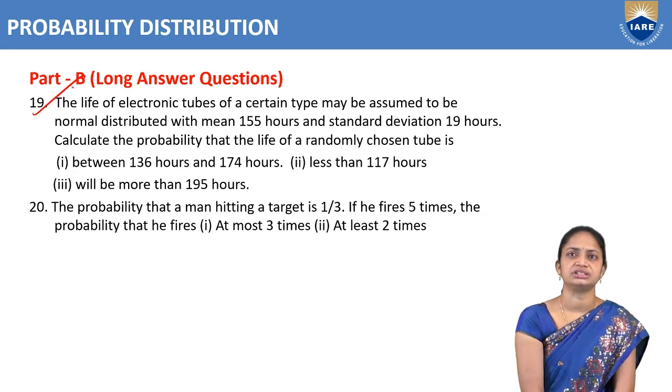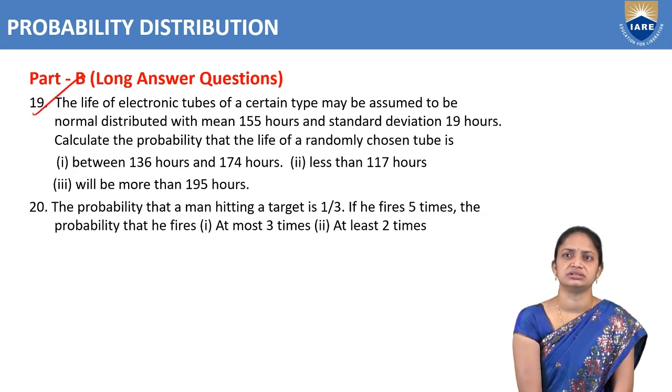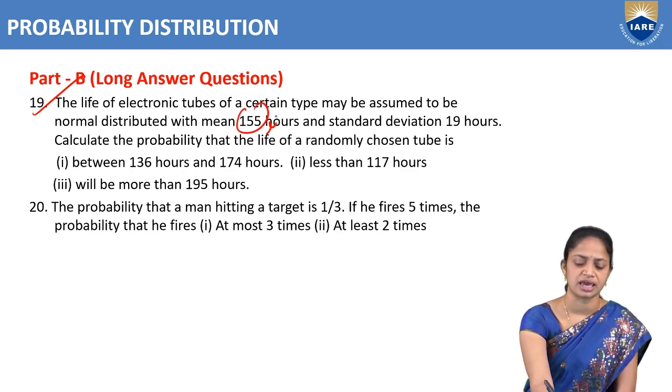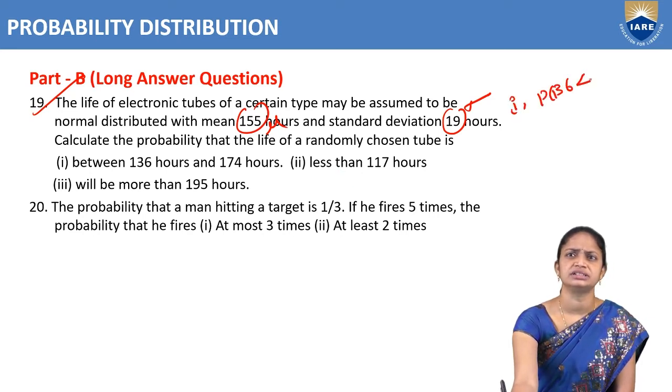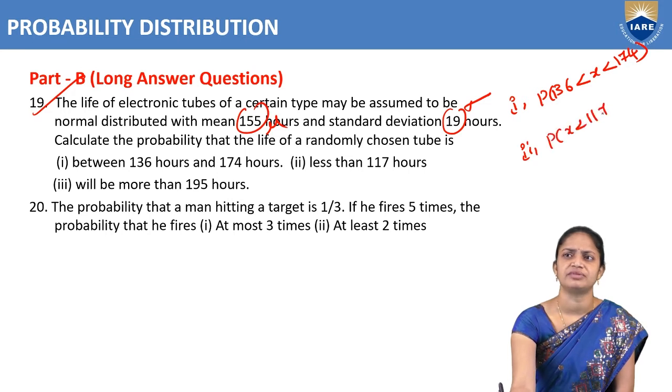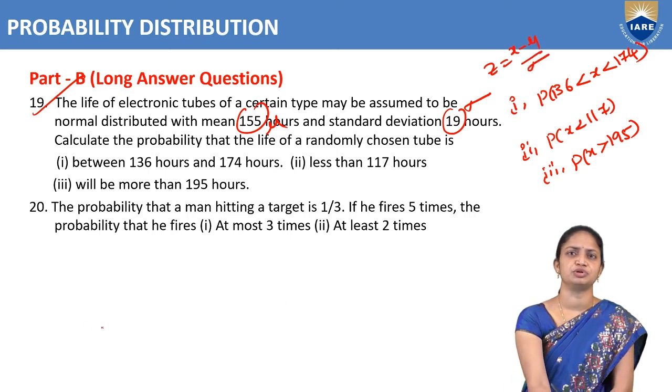Now, coming to the 19th question, the life of electric bulbs of a certain type may be assumed to be normally distributed. So, here they have given mu and standard deviation sigma, and here also the same, we need to calculate the first case. First case is probability of 136 less than x less than or equal to 174, and second case is probability of x less than or equal to 117, and third case is we need to calculate P of x greater than 194. Fine. So, the formula is Z equal to x minus mu by sigma.